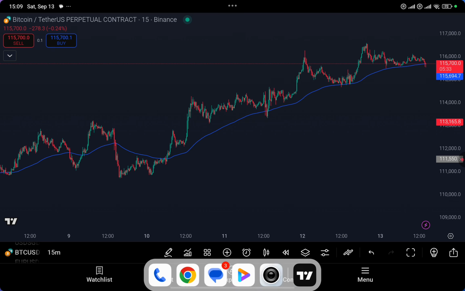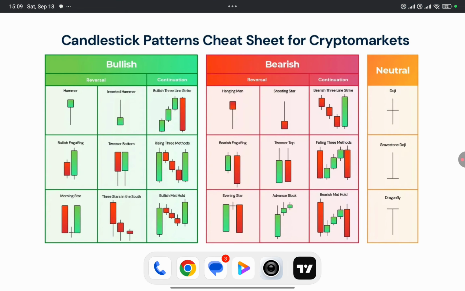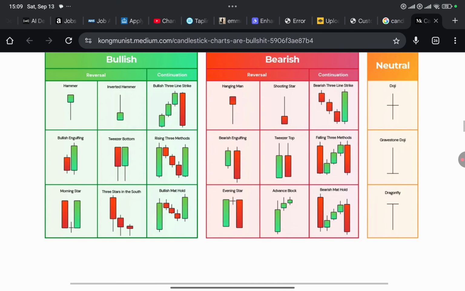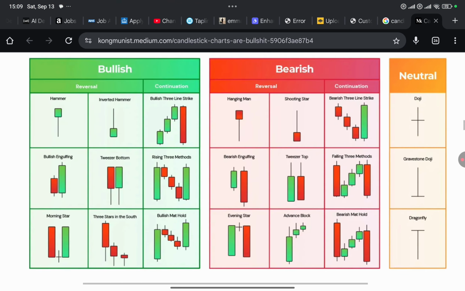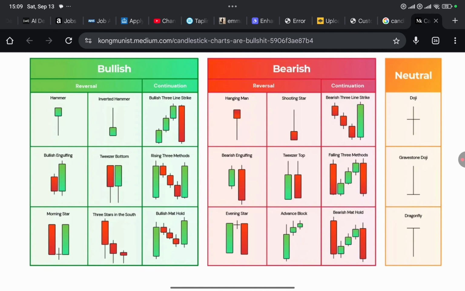And we use something called the candlestick pattern. This candlestick pattern, you can find it anywhere on the internet, right? So let's go ahead and browse candlestick patterns, and you'll see the bullish candlestick patterns. We have the hammer, we have the inverted hammer, we have the continuation, we have the bullish engulfing, the tweezer patterns, we have the rising three methods, and so on and so forth.